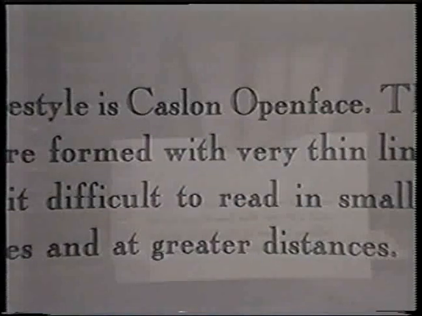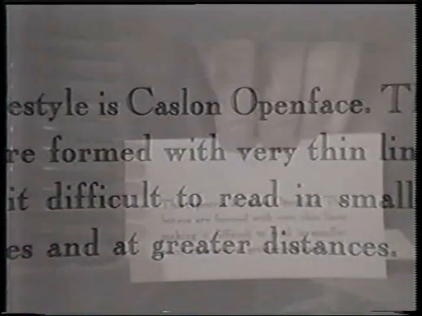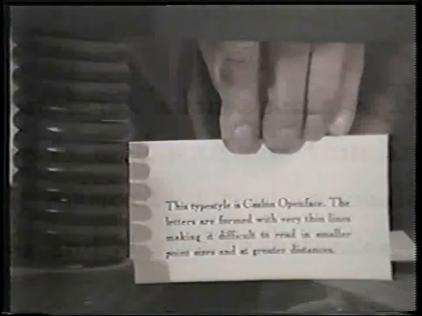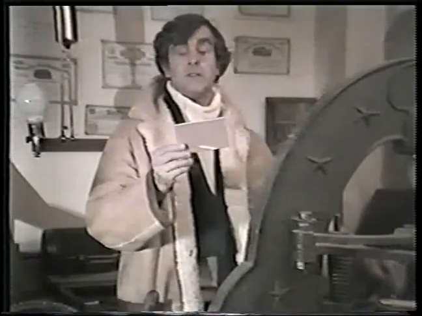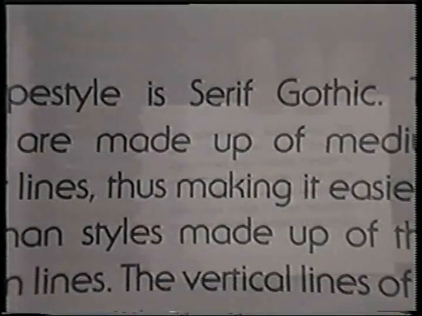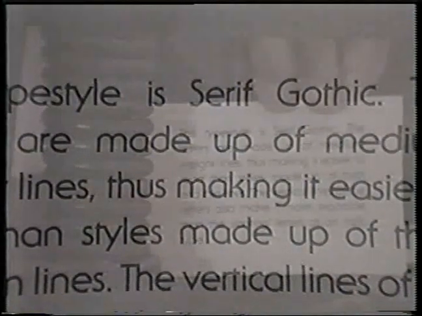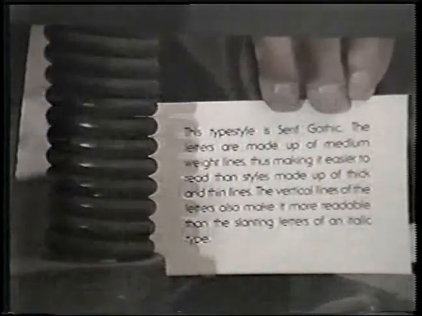This type style is Caslon open face. Notice the letters are formed with very thin lines, making it difficult to read in small point sizes or from any distance. And finally, there's a serif Gothic, and the letters are made up of medium weight lines. It makes it easier to read than styles made up of thick and thin lines. And the vertical lines of the letters also make it more readable than the slanting letters of an italic style.